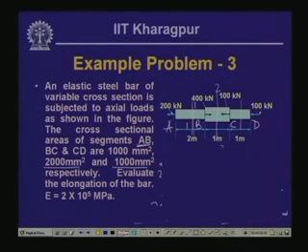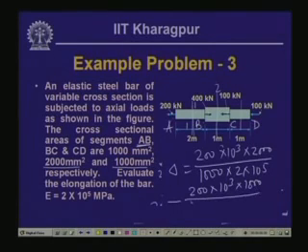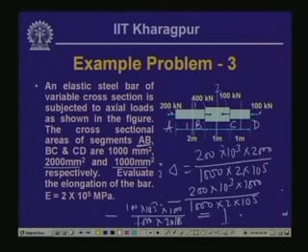value of the deformation, and this delta is equal to 200 into 10 to the power 3 into 2000 divided by 1000 times 2 into 10 to the power 5. Second one will be minus, again 200 into 10 to the power 3, minus, we have 100 into 10 to the power 3 into 1000 divided by 1000 times 2 into 10 to the power 5, and if you compute this, this is going to be equal to 1 millimeter.